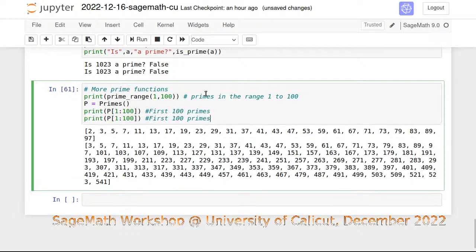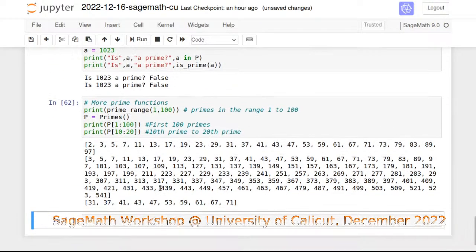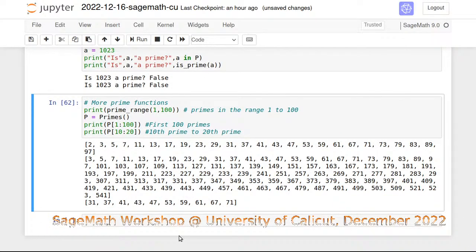And if you go for the 10th prime to the 100th prime or the 20th prime, 31 is the 10th prime, and 71 is probably, counting 1, 2, 3, 4, 5, 6, 7, 8, 9, 10, the 10th prime.